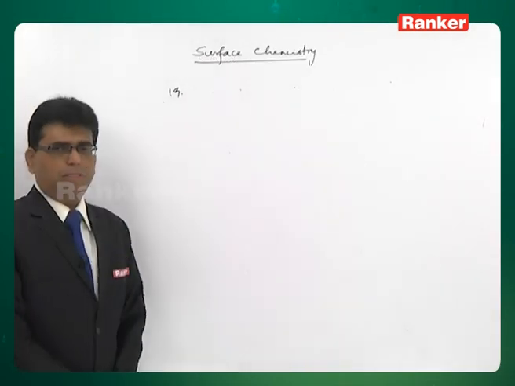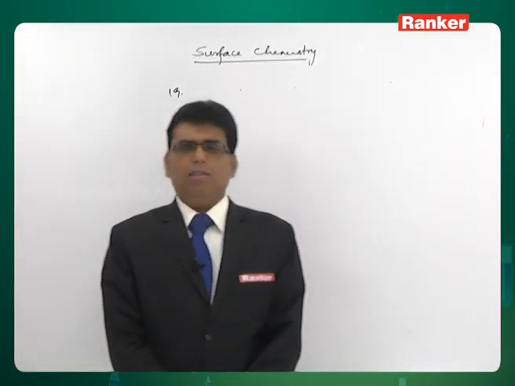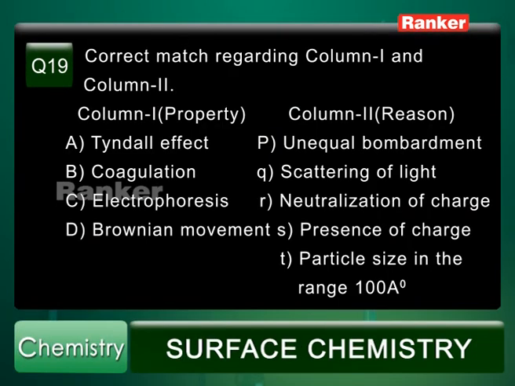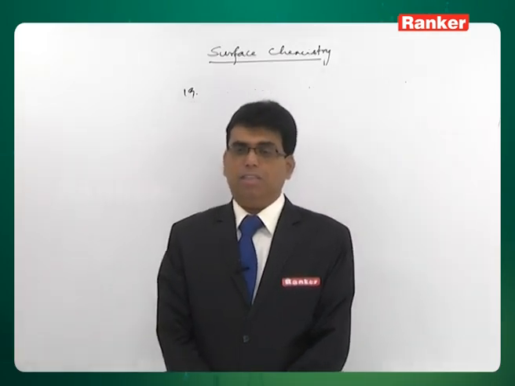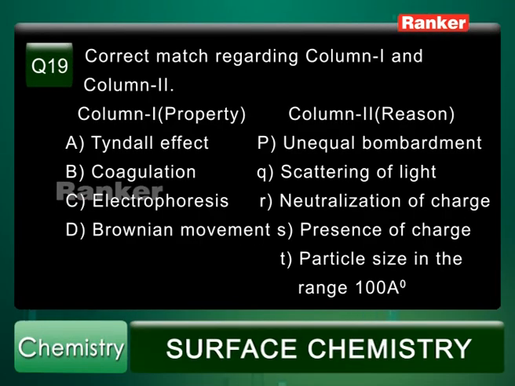Now, let us look into question number 19. Here the properties of colloidal particles are given in column 1, and the reason for that property is mentioned in column 2. For the given property, what are the correct reasons? We have to find it from column 2. Let us look at the first property, that is Tyndall effect. Tyndall effect is because of the scattering of light through colloidal particles, and the colloidal sized particle should be in the range of 100 angstroms. So, it should be Q and T.